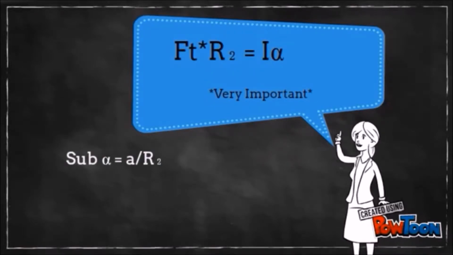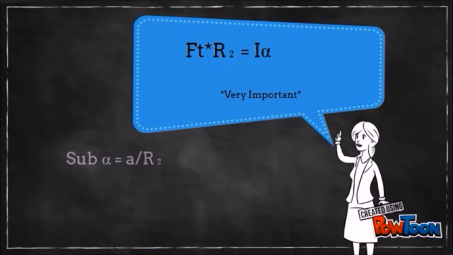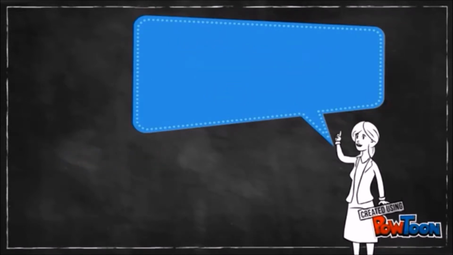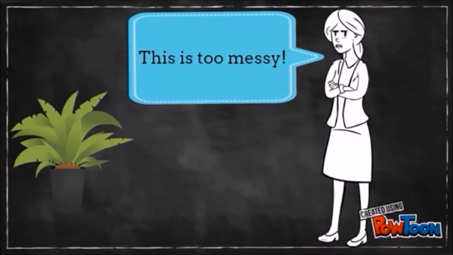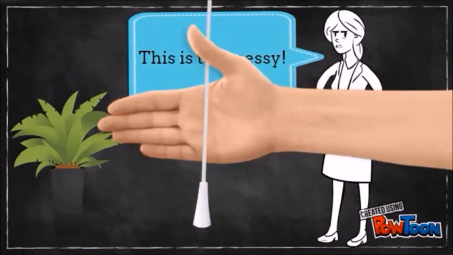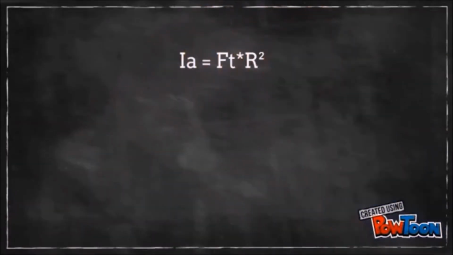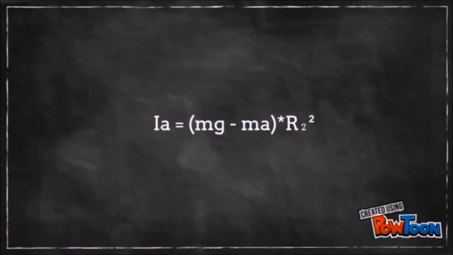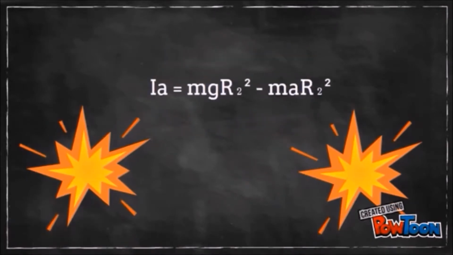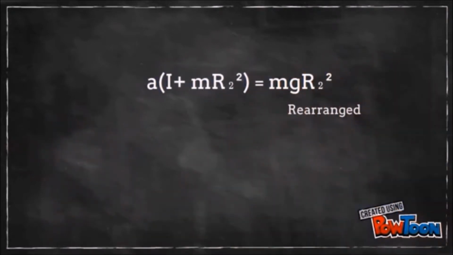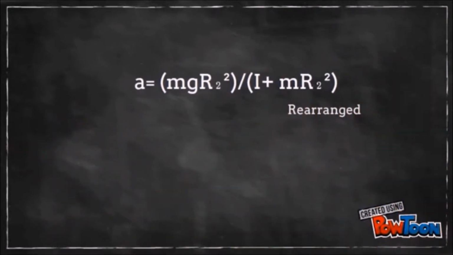As we don't know what alpha is yet, we can substitute in acceleration over radius r2, and from there, bring r2 to the other side to get a very important equation. Now is where the derivation becomes too messy. We can substitute force of tension into the new equation we came up with to get I a equals mg minus ma times r2 squared. Then we expand the terms in the bracket, bring m r2 squared a over to the left side, and factor out the a. Then we can rearrange the equation and isolate for a.